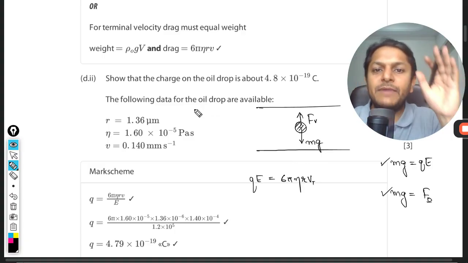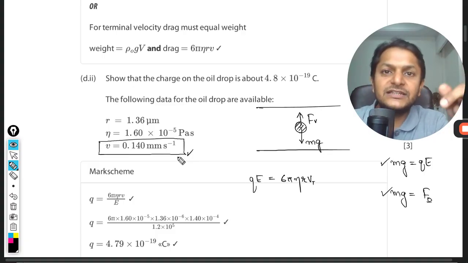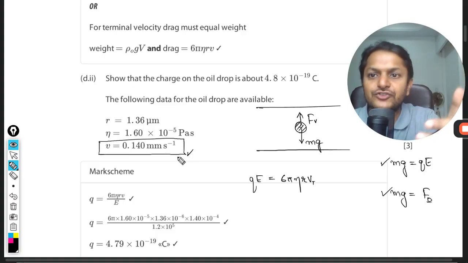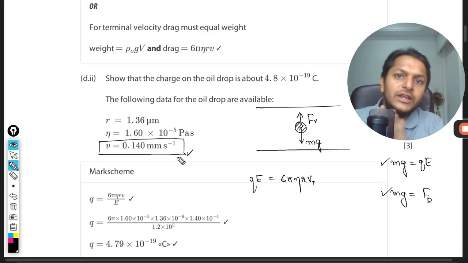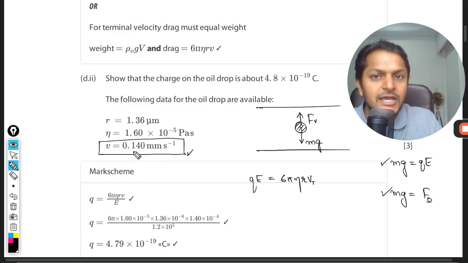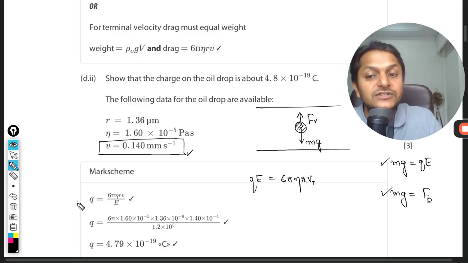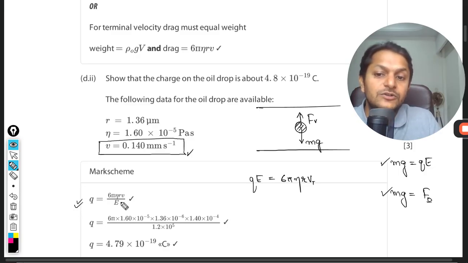They have not mentioned it anywhere. They have just written the velocity is this. But earlier they said, because this question is connected to D1, that the particle is moving at terminal velocity. So we can just imagine that this is the terminal velocity, so our conditions are valid. We can just plug in the value and get the answer. So this is very beautifully done. Q is equal to 6 pi eta R V divided by E.